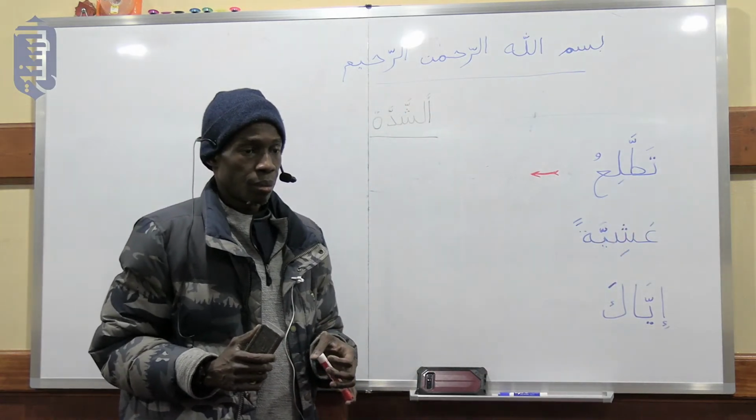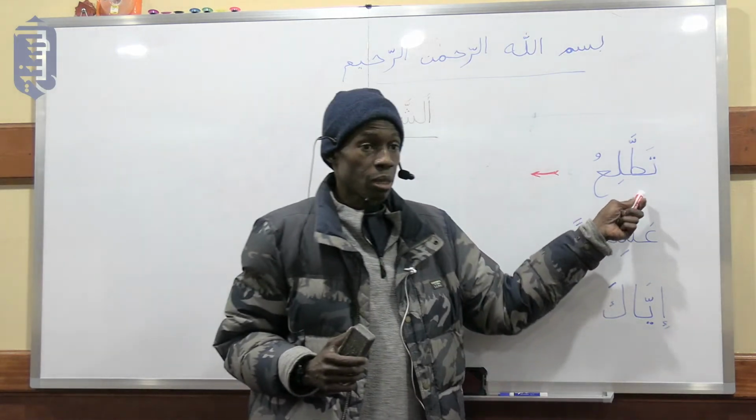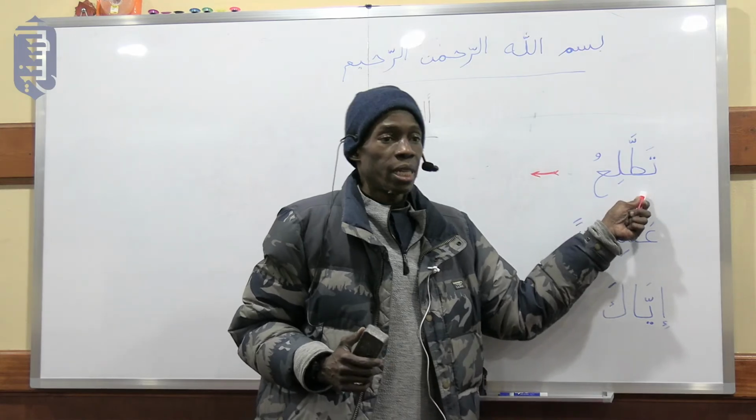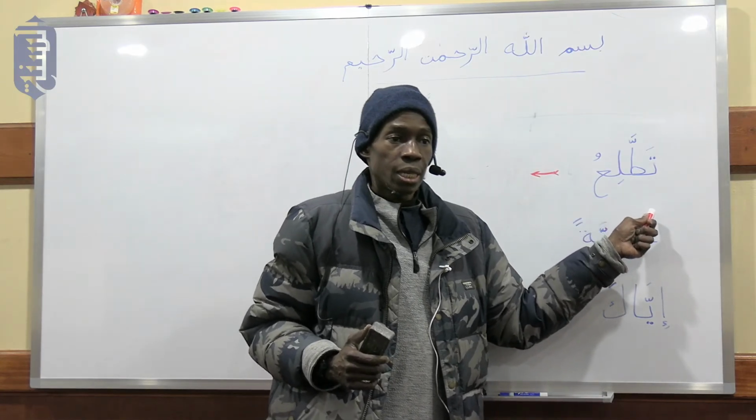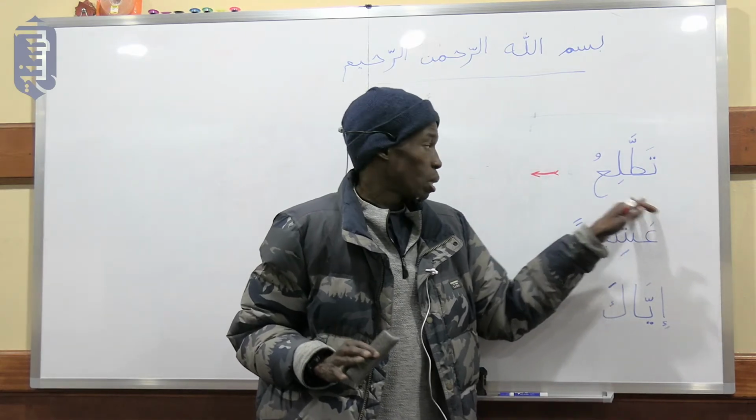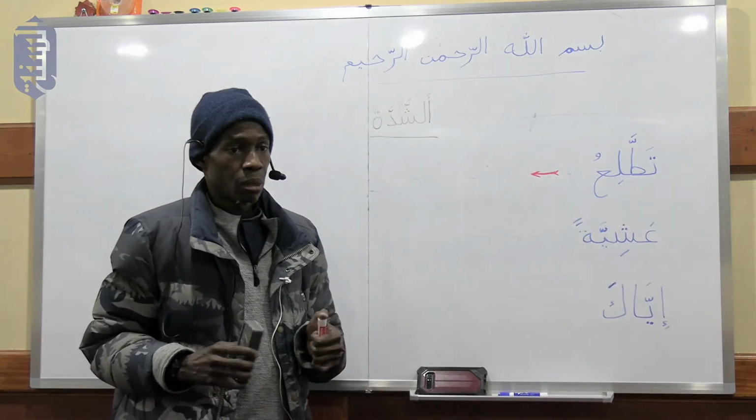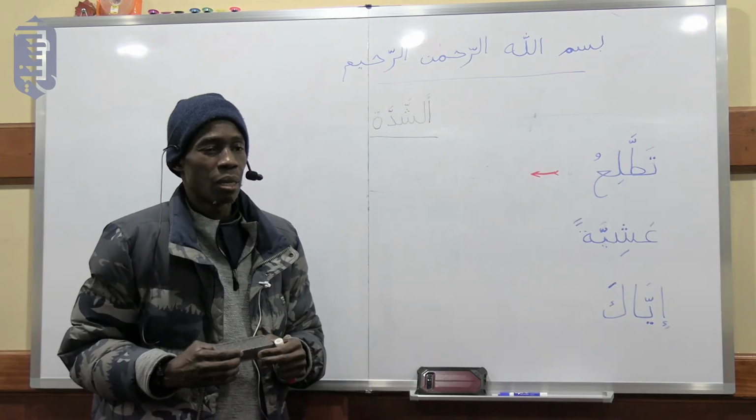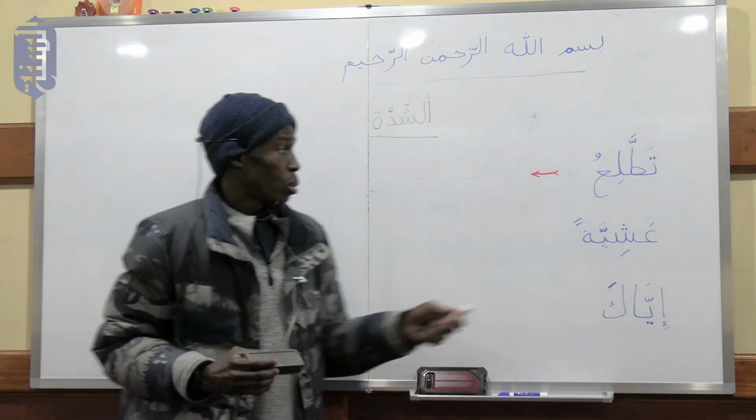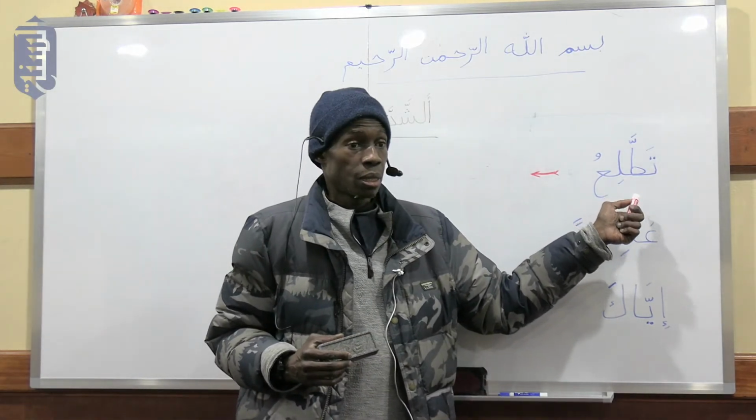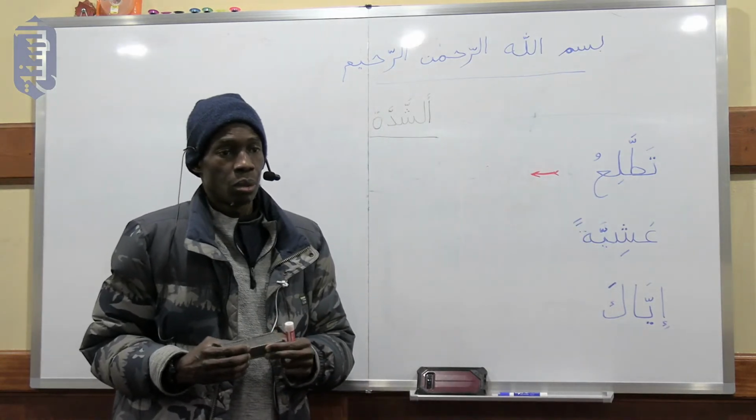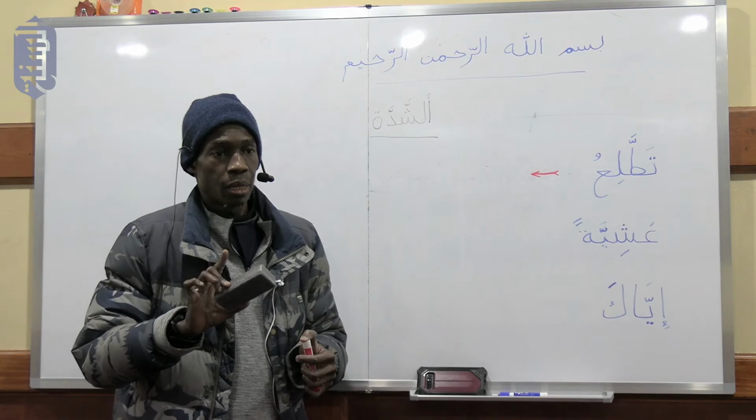Lam, kasra, li. Okay, put them together. Tet, ta, li. So far, that's what you have. Next. Ein, dhamma, ru. Put them together. Tet, ta, li. No prolongation. No mad. Tet, ta, li.